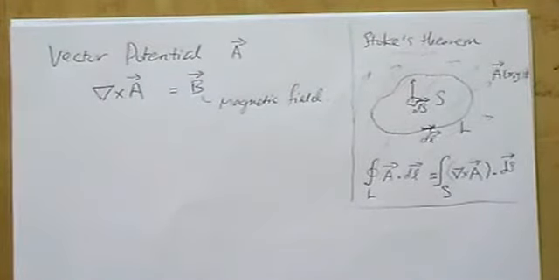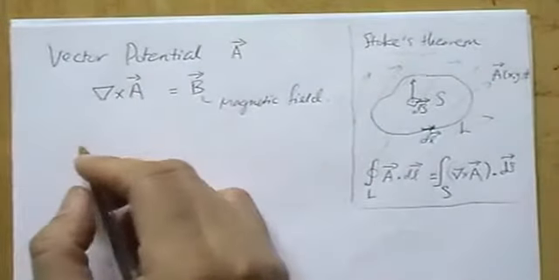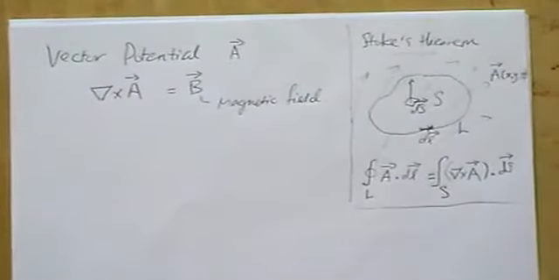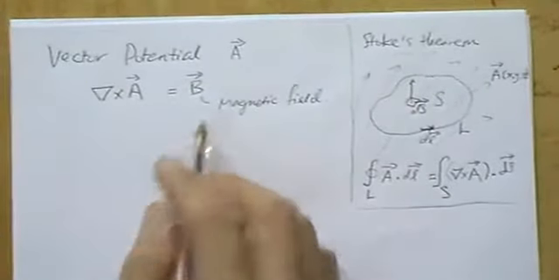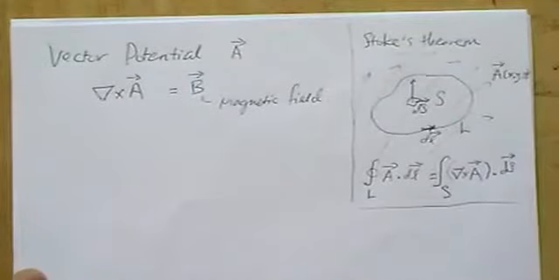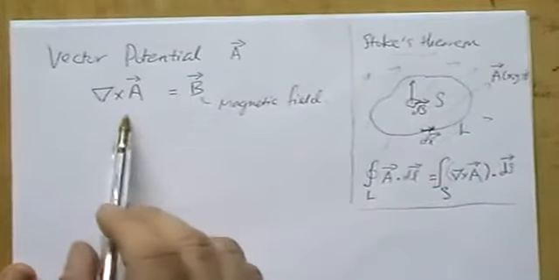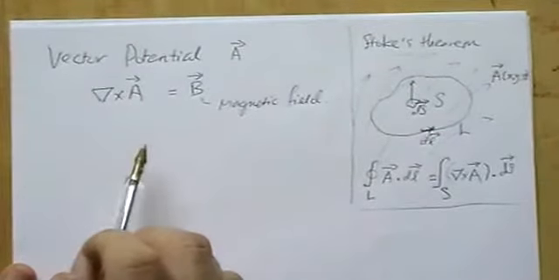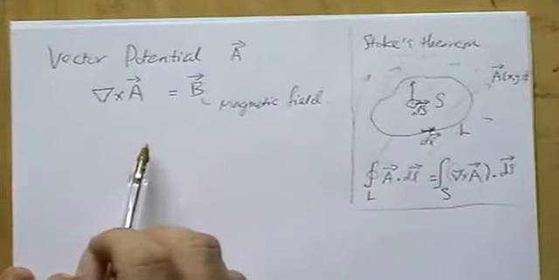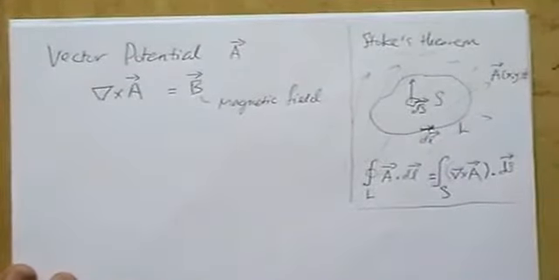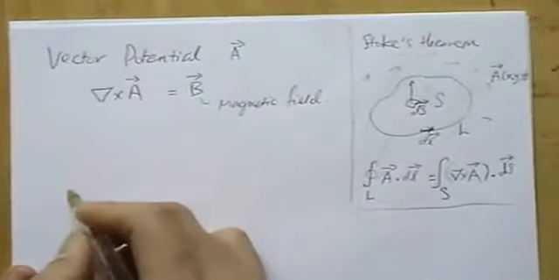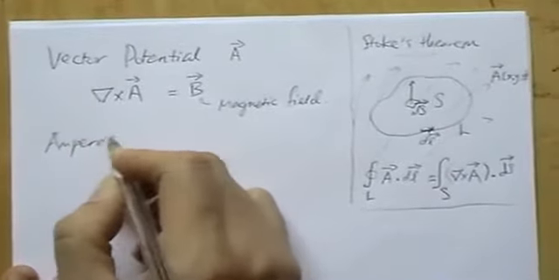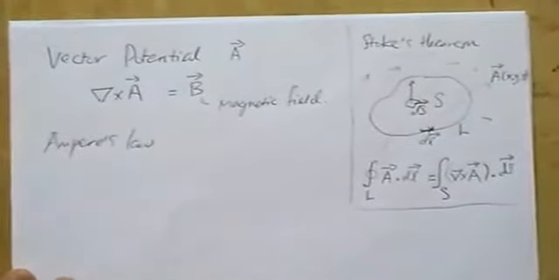So let's start with the Maxwell equations that we need. The first thing that I'm going to look at is how we can visualize A in the same way as we would visualize a magnetic field. So let's start with Ampere's Law, which is one of the four Maxwell's equations.